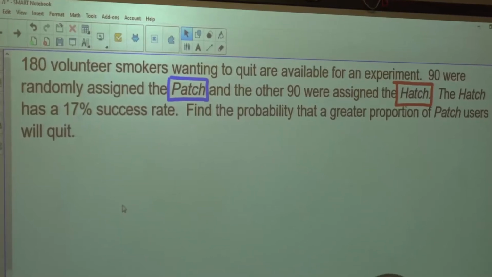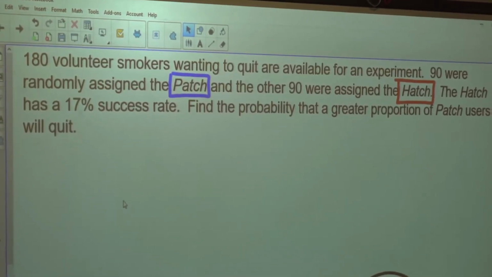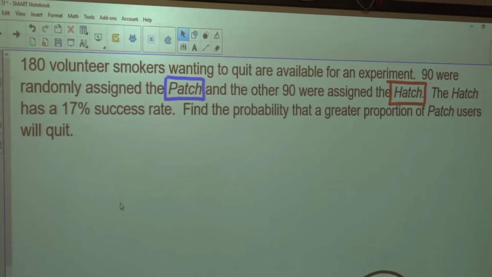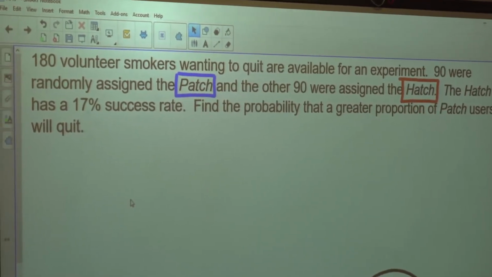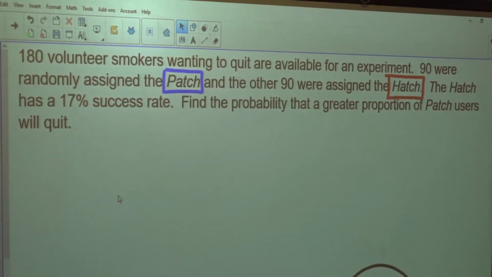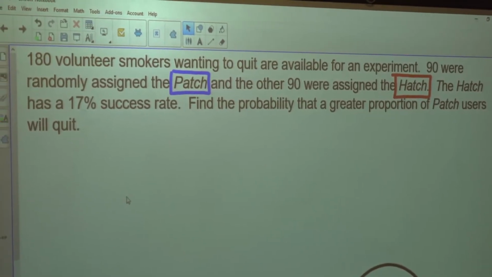In addition to using the patch, you could try to quit smoking using the hatch. Catch somebody smoking, you throw them in a cellar and you close the hatch. Yeah, who's smoking now?